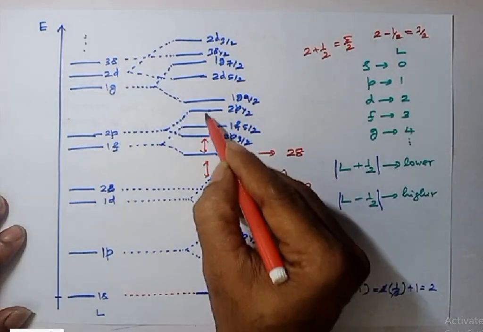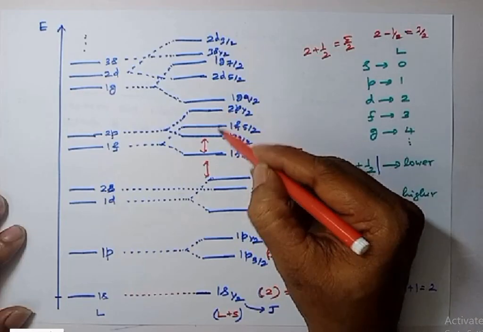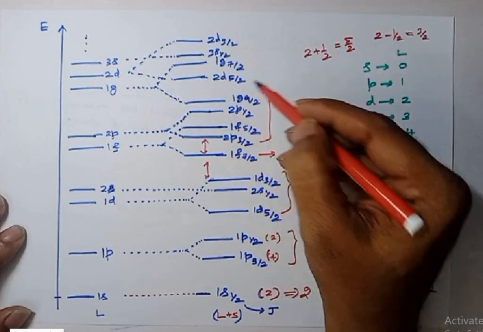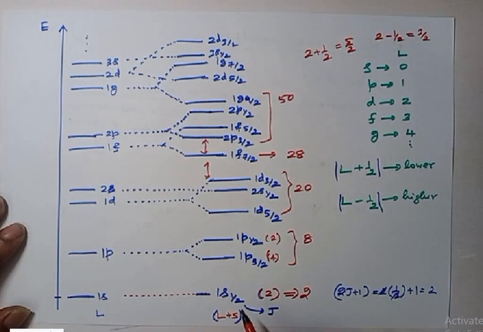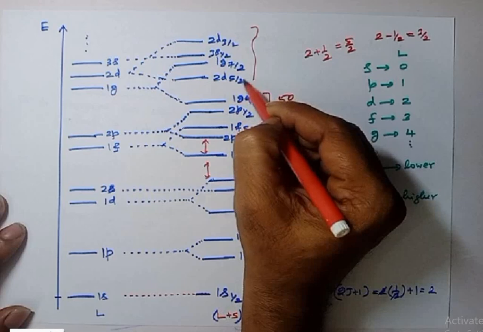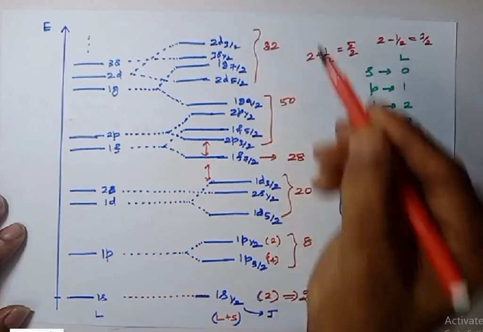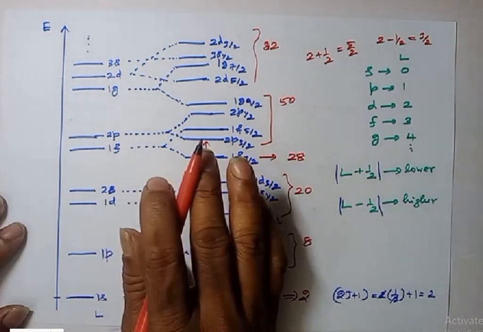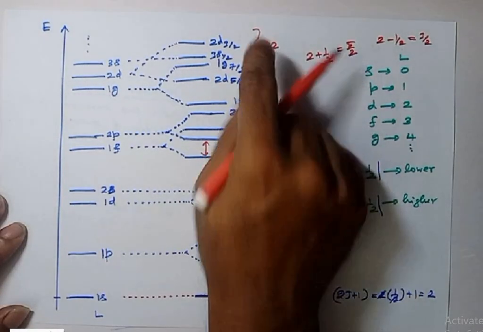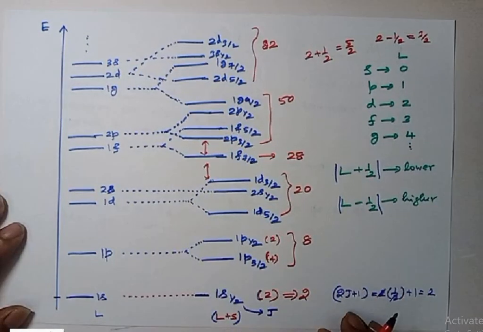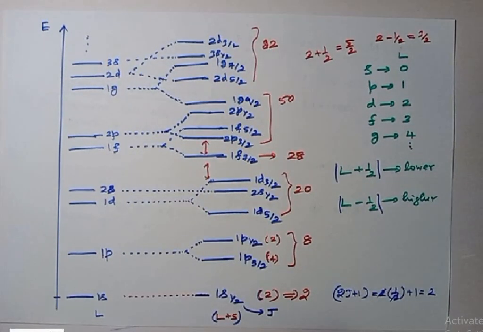Then these levels are very close, so up to this level we can place a maximum of 50 nucleons. Then the next one, up to these we can place a maximum of 82. Listen carefully: 2, 8, 20, 28, 50, 82. These are very famous numbers called magic numbers, which give the maximum number of nucleons that can be accommodated up to a particular shell.